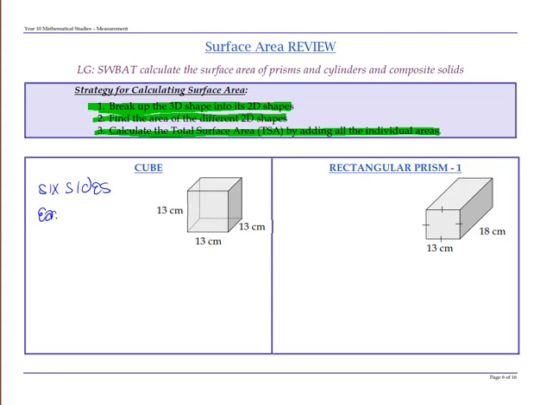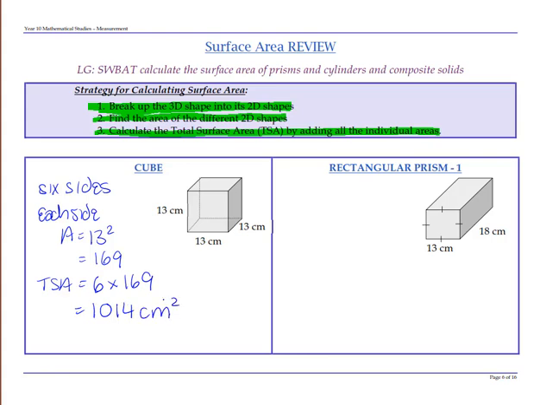Each side, the area equals, in this case, 13 squared, which is 169. Your total surface area would be 6 lots of 169. So 6 times 169 is 1014. It's area, so it's squared units.